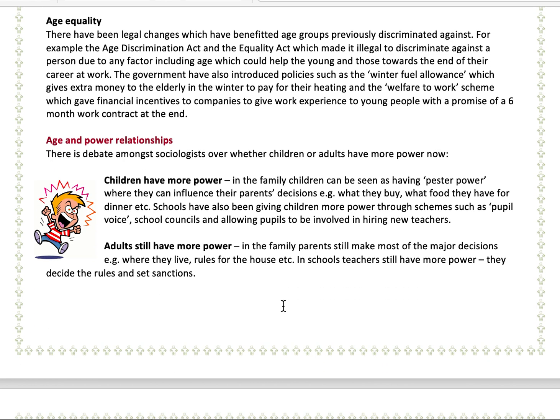And then age and power relationships, so there's a couple of ways you can see this. So we've got children have more power now, so the idea of pester power, the idea of children being much more likely to benefit from the cultural capital of their parents. There's a lot more schemes allowing children to have voices in school, so pupil voice, that kind of thing.